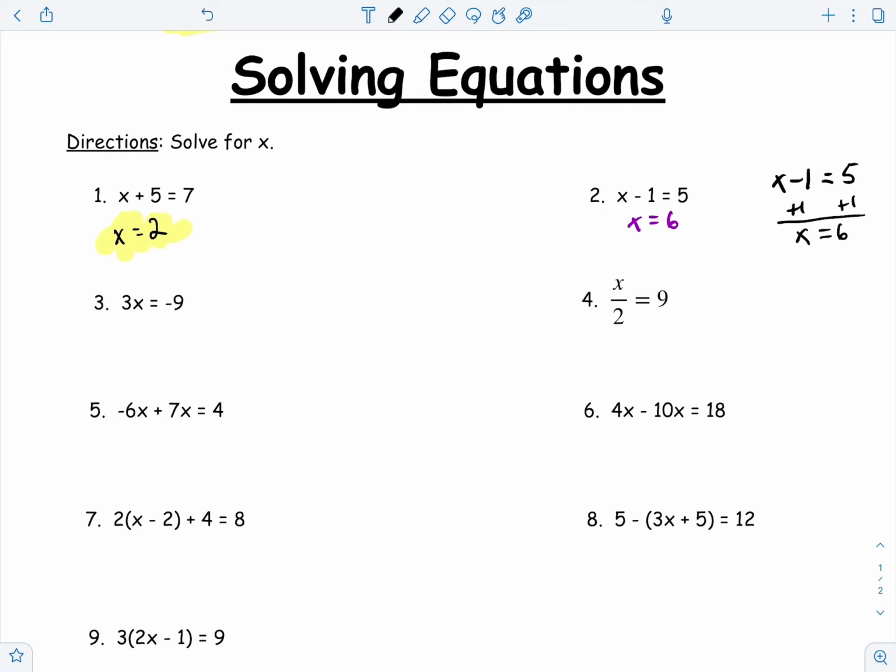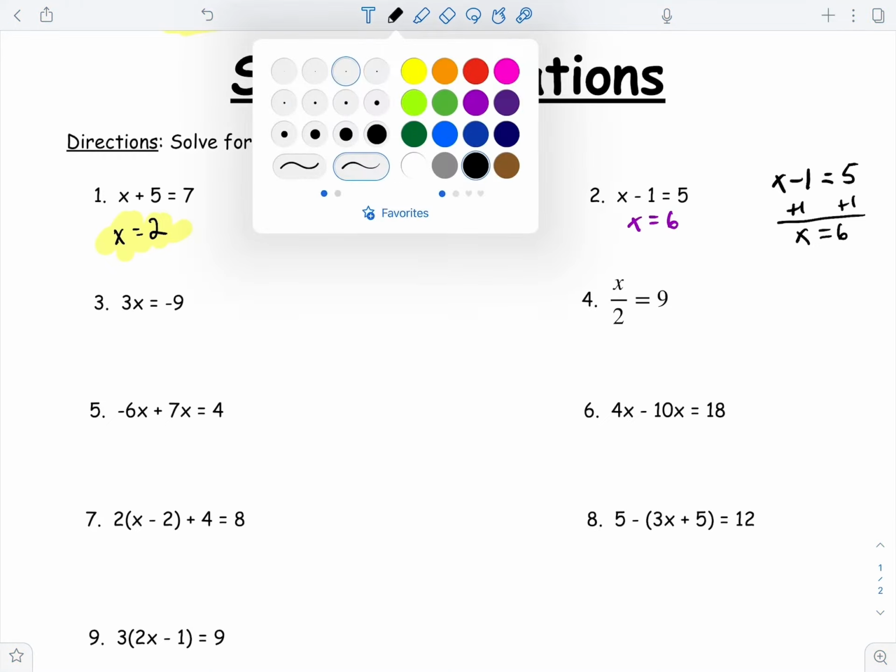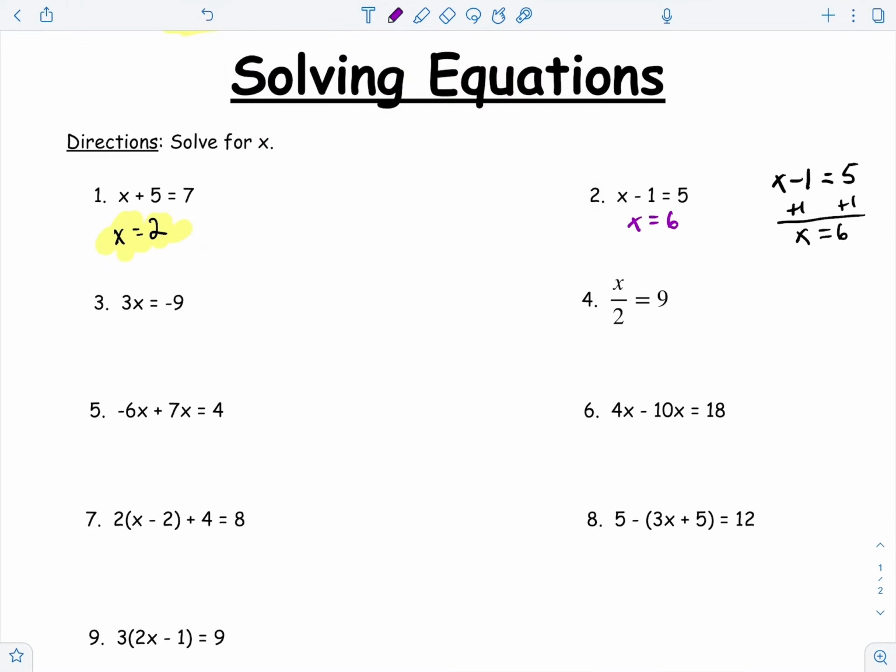So with number 3, we have 3x equals negative 9. 3 times what gives us negative 9? It's not 3, but negative 3. All right, negative 3. So with number 4, we're asking ourselves, what divided by 2 equals 9? What divided by 2 equals 9?